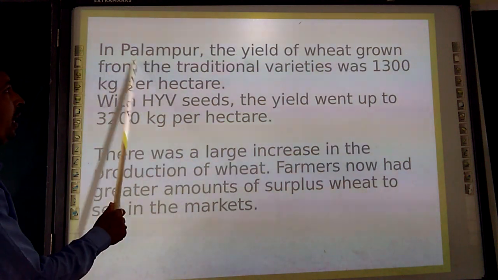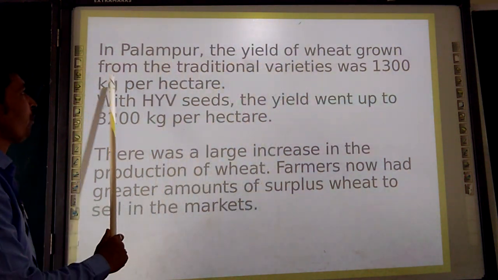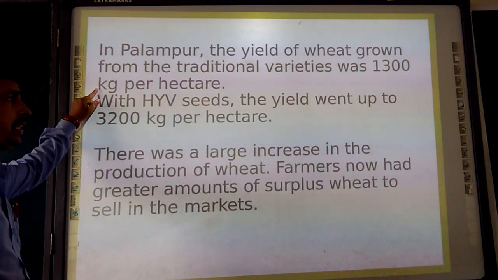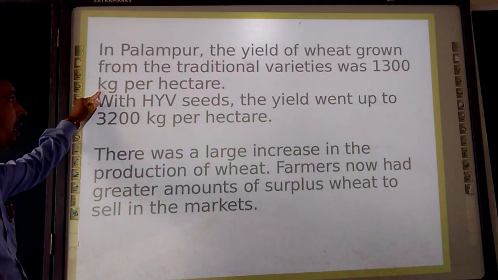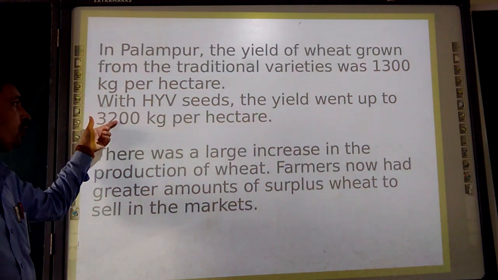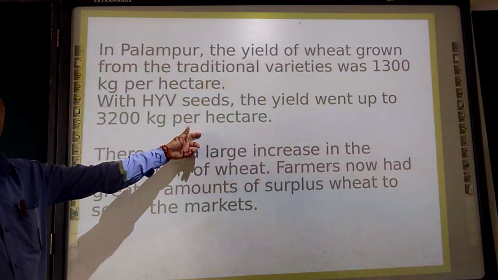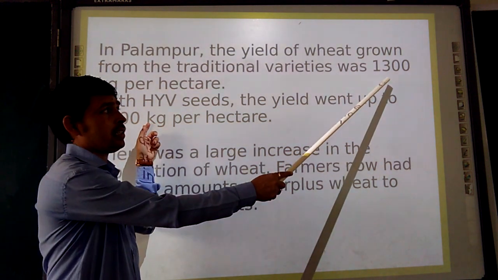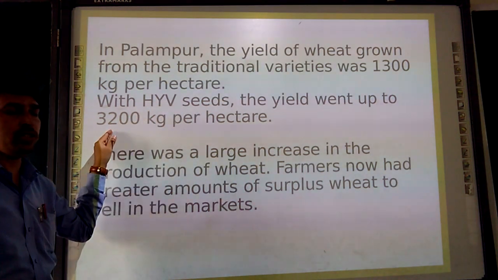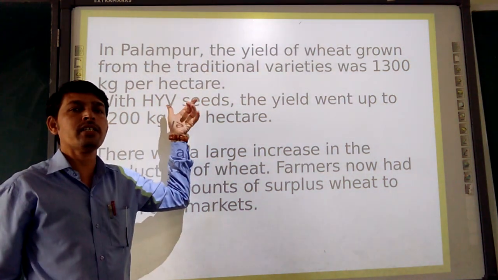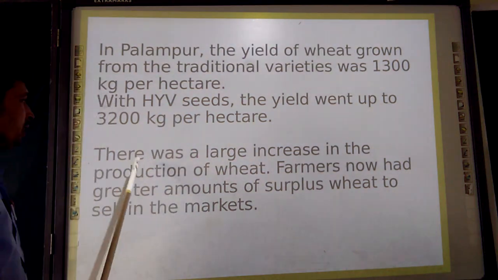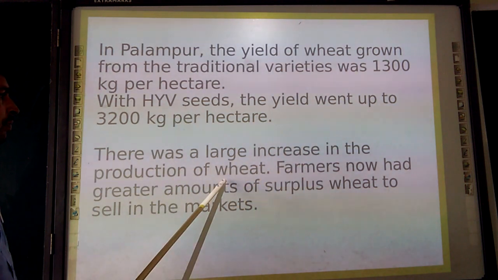Next, in Palampur, the yield of wheat grown from the traditional variety was 1300 kg per hectare. With the HYV seed, the yield went up to 3200 kg per hectare. So see the difference here, 1300 and 3200. A drastic change by using the modern farming method, the high yielding varieties of seeds. There was a large increase in the production of wheat.